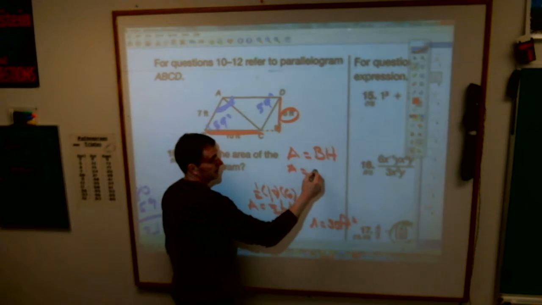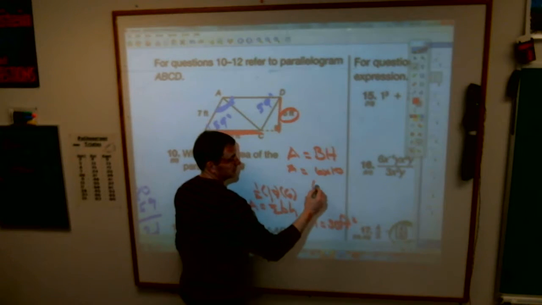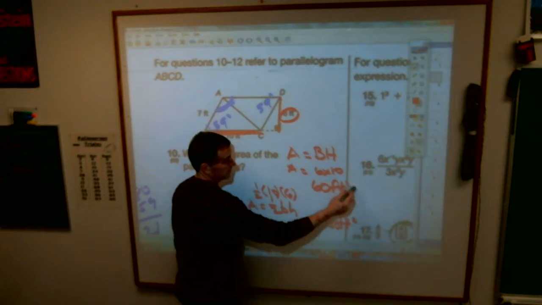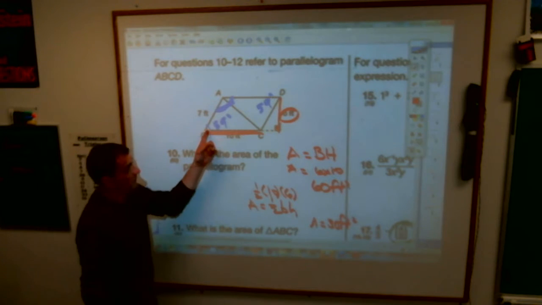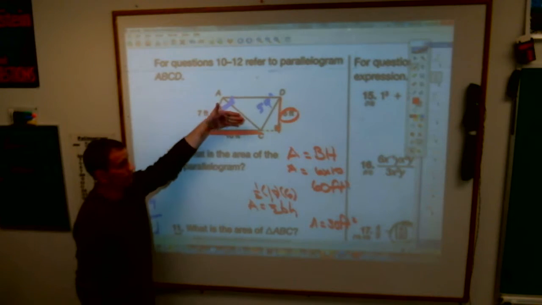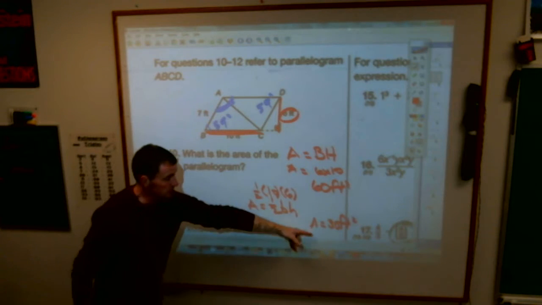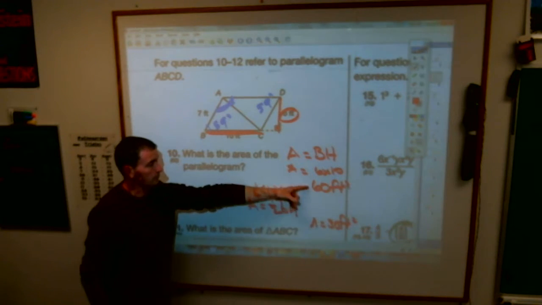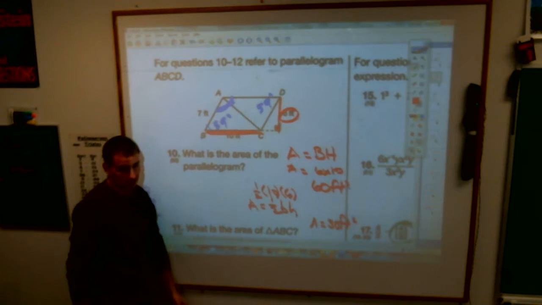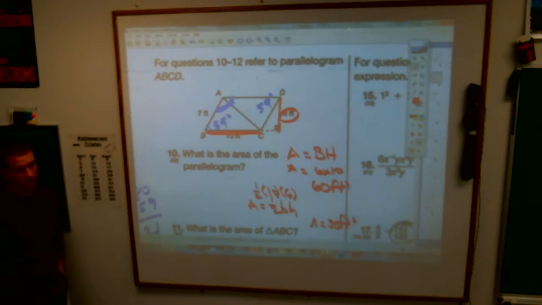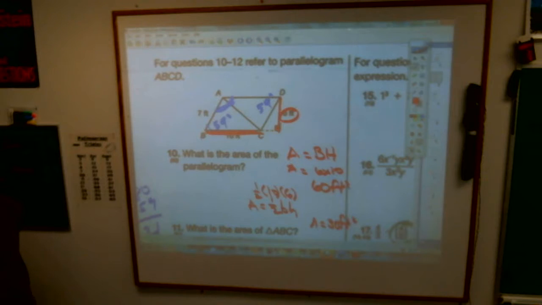Which is not hard math in my world. It is 60 feet squared, which makes sense because the triangle that we found the area of takes up half the area of the whole thing. The whole thing was 30, half of it, well, the whole thing was 60, half of it was 30. This math is pretty simple, relatively speaking.